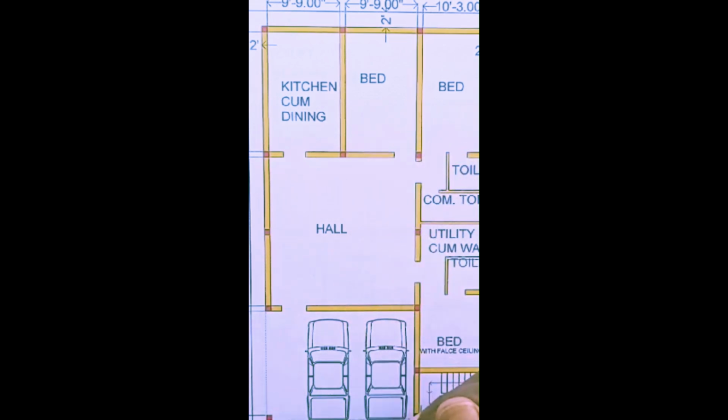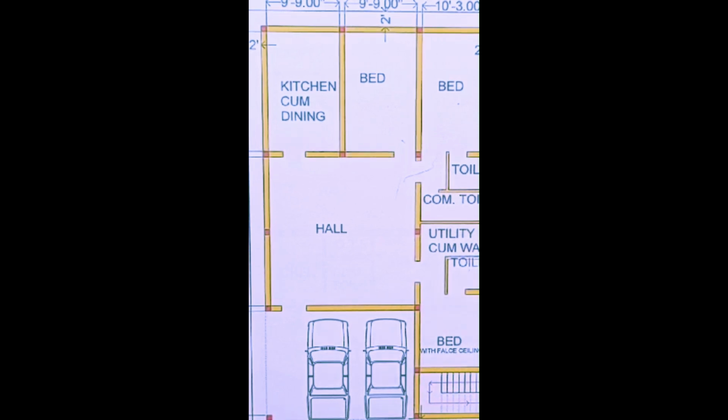This is the portico, this is the hall entrance. This is the hall, this is the kitchen, this is one bedroom, and this is an attached bathroom. Another bedroom is here, with another attached bathroom. There is a common bathroom here. This is a utility area for fixing a wash basin, etc. This is an outer exit.